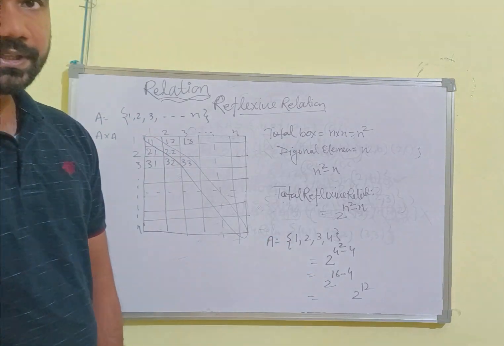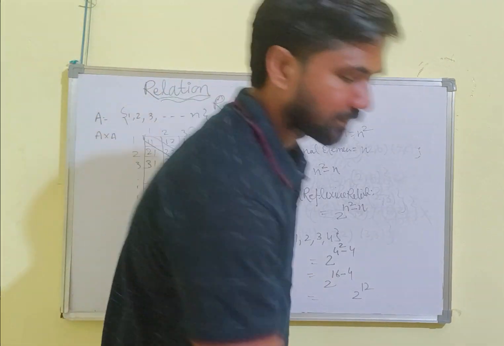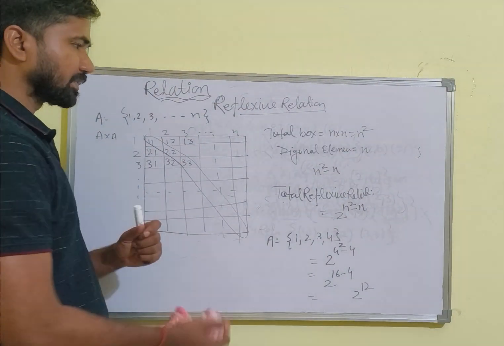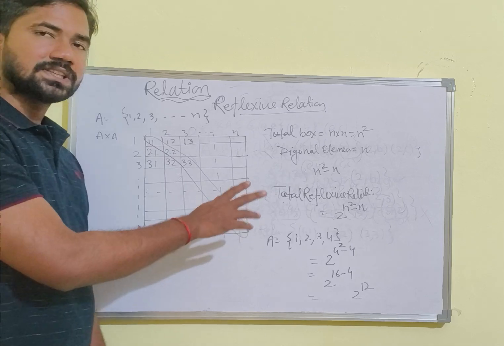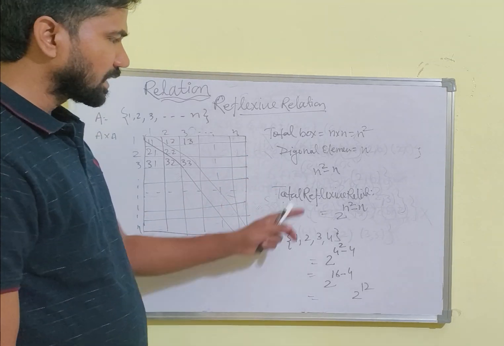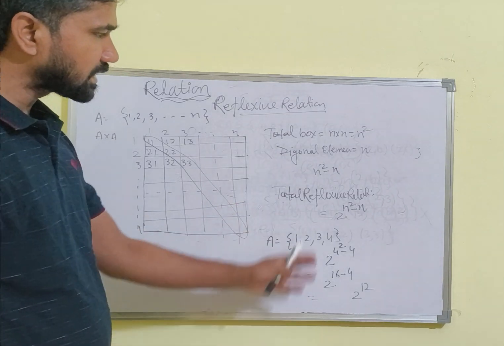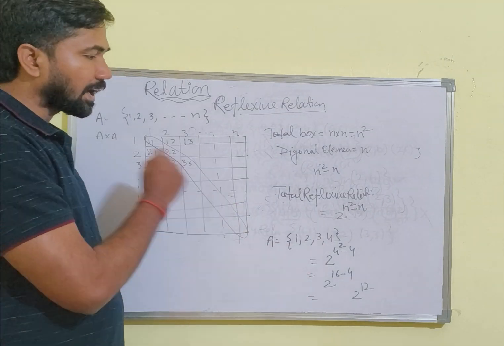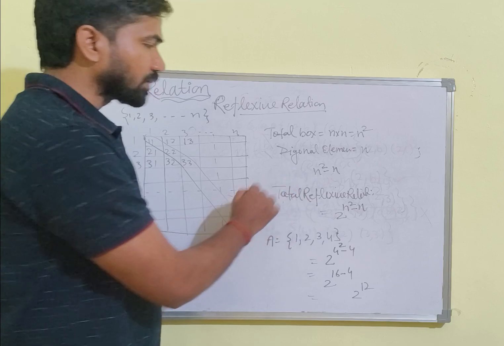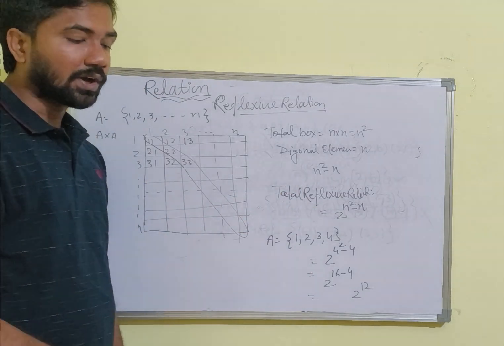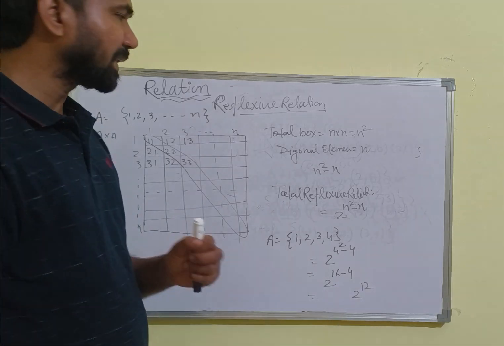Now we are going for symmetric relation. Another type of relation is symmetric relation. I have seen many times, even in JEE, they ask how many reflexive relations are possible. So using this formula we can directly remember, and I already tried to explain how this formula comes. I hope it is clear. Now we are going for symmetric relation.